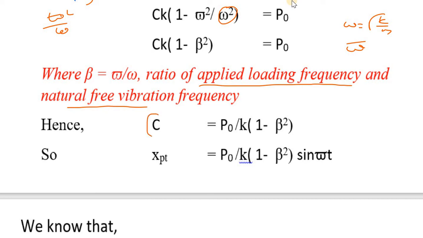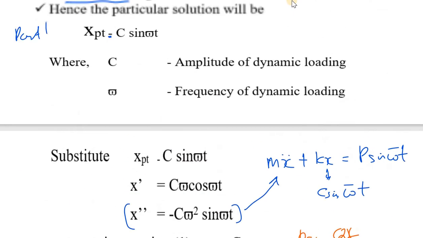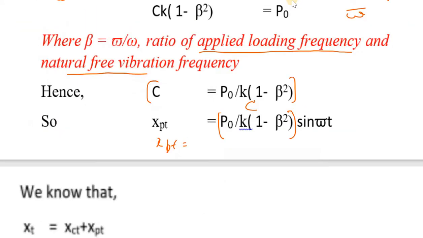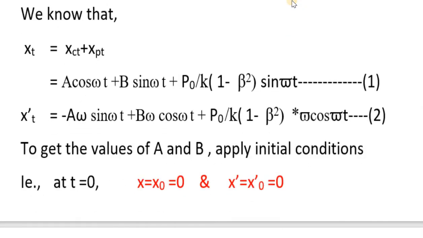So I got the c value. xp of t is equal to p0 by k into 1 minus beta square, into sine omega t. This is the c term. We started from xp of t equal to c sine omega t, and from there we found out c. So now I am writing the total solution, that is the particular solution plus the complementary solution.